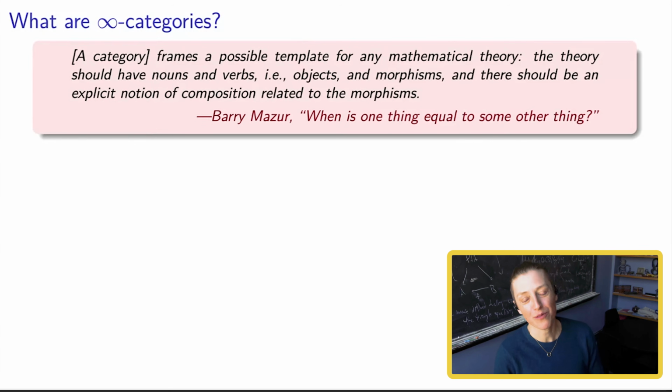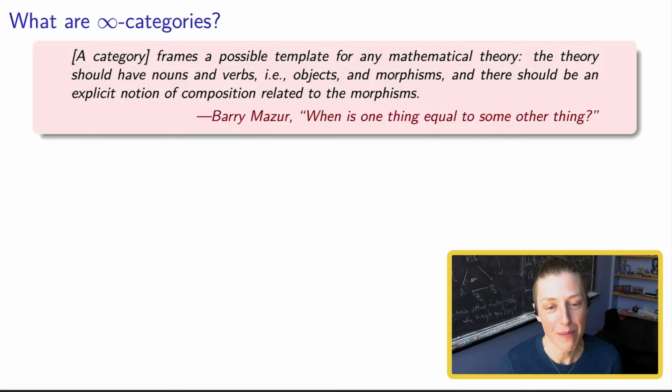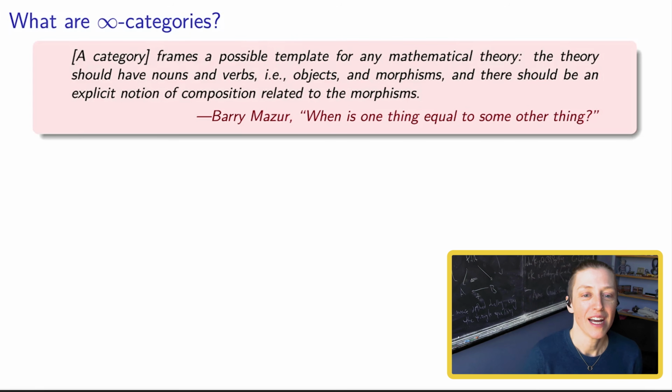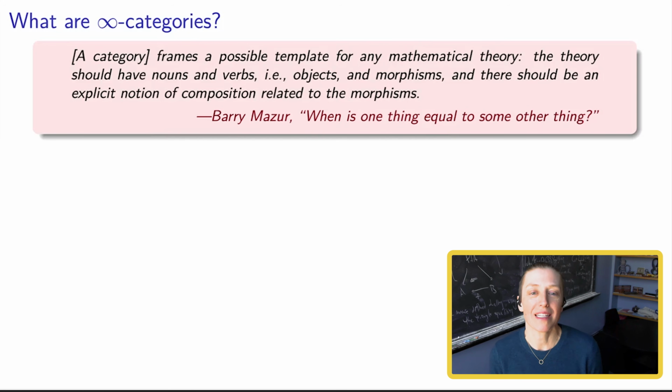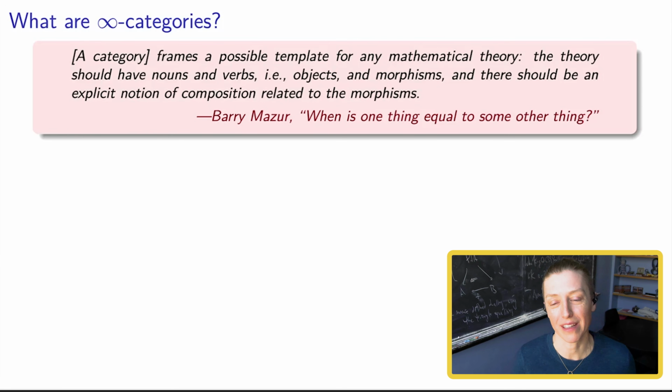So first, I want to introduce a nice perspective on ordinary categories. This is a quote from Barry Mazur in an essay, When is One Thing Equal to Some Other Thing? It's in honor of Saunders Mac Lane, who is one of the founders of category theory. He says that a category frames a possible template for a mathematical theory. The theory should have the nouns and the verbs, i.e. the objects and the morphisms. Morphisms are the arrows I was talking about before. There should be an explicit notion of composition related to the morphisms.